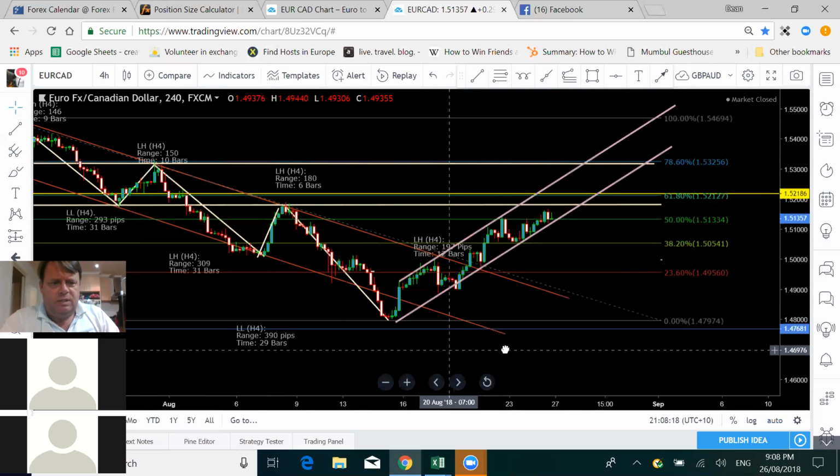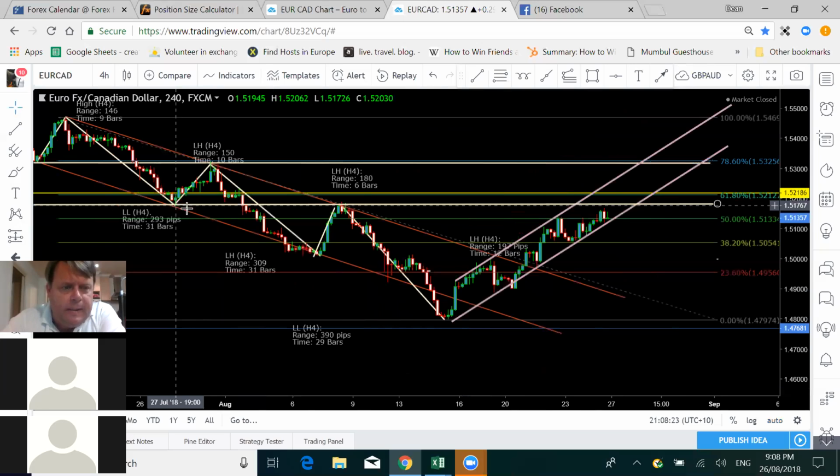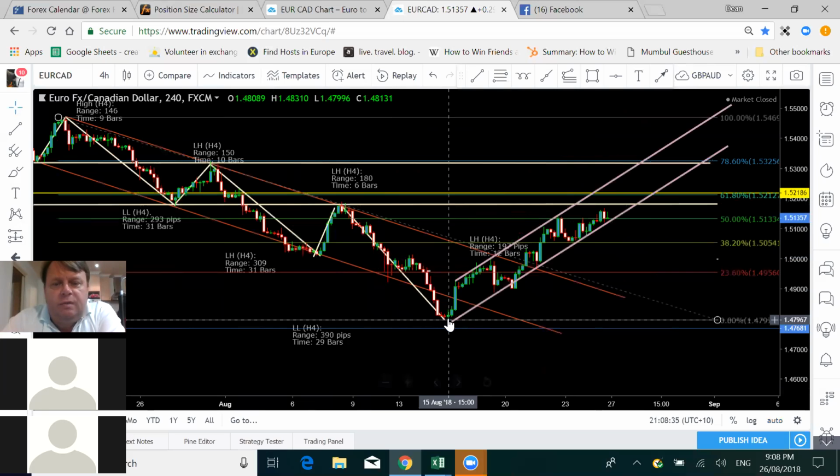This is our major resistance. You can see back in July 2018, on the 27th of July, it was support. We broke through that support, came back, and retested it three days in a row, or 12 hours, and then we bounced off that. Now we're heading back towards it.